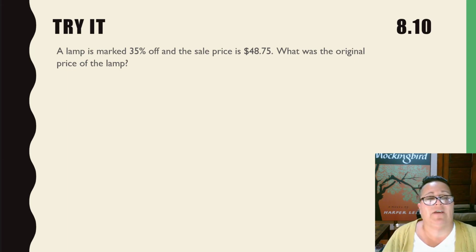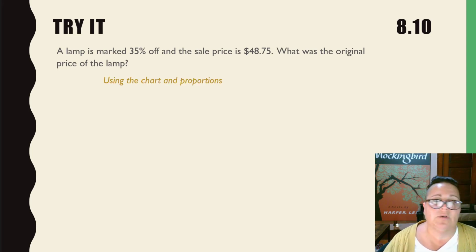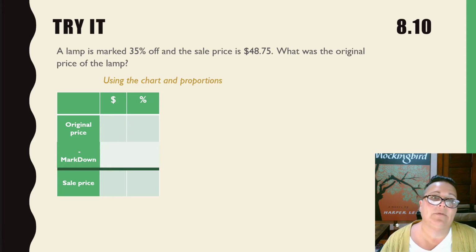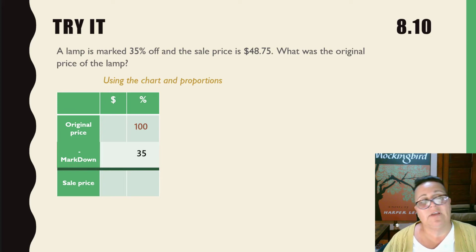A lamp is marked 35% off and has a sale price of $48.50. What was the original price? Wording again, it's going to get us. So using the chart and the proportions, I know the original price minus the markdown has to equal the sale price. I know that the original price is my 100% because this is a markdown. Everything compares to the original price. I know that the lamp is marked 35% off, so the markdown is 35%, and the sale price is $48.75. So $48.75 is my sale price, so that's going to go where the sale price is.